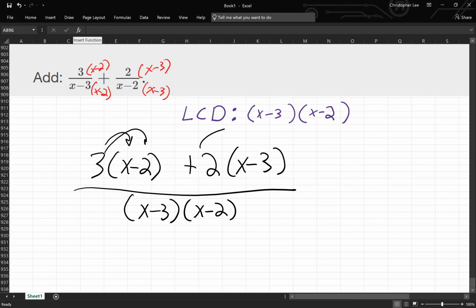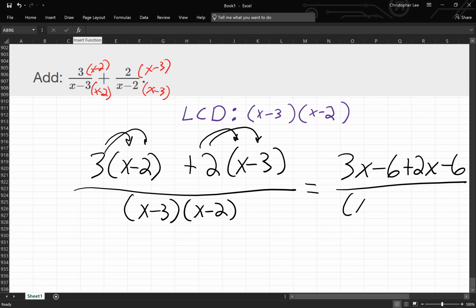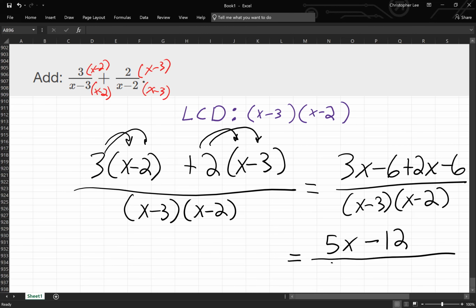Distribute, you already know, and then combine like terms. So 3x minus 6 plus 2x minus 6, all divided by the same thing, x minus 3, x minus 2. Combine like terms, what do I have? 3 plus 2, 5x. Negative 6 minus 6, negative 12. Over x minus 3, x minus 2. There's no common factor between the 5x and the 12, so this is the final answer right here.